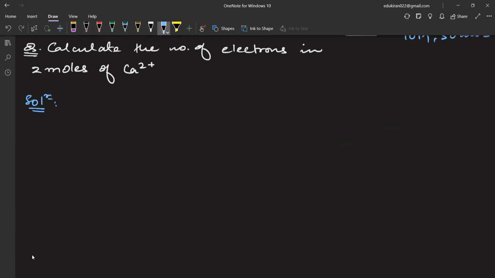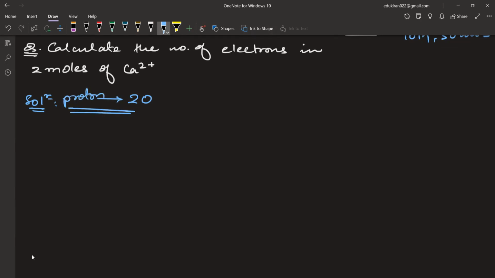First of all, you have to see what is the atomic number of Ca2+? Tell me, guys, what is the atomic number of Ca2+? What is the atomic number? 20. Correct. So we have the atomic number 20. That means we have this many protons.